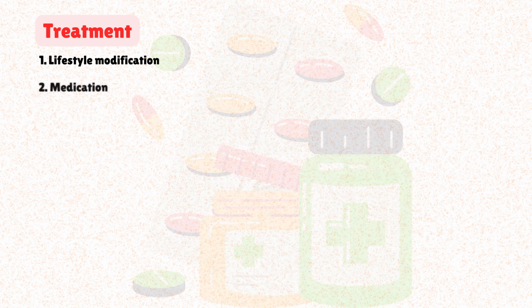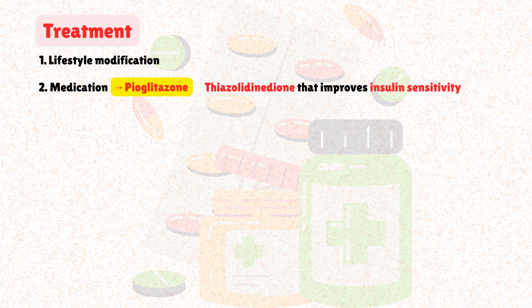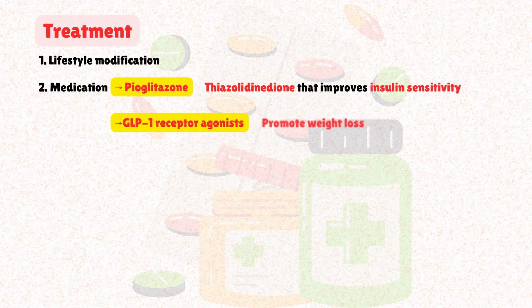As far as pharmacotherapy goes, there are currently no FDA-approved medications specifically for non-alcoholic fatty liver disease, but several are used off-label or are in clinical trials. These include pioglitazone, a thiazolidinedione that improves insulin sensitivity, and GLP-1 receptor agonists, which promote weight loss and have shown positive effects on liver histology. Vitamin E, as an antioxidant, can also improve liver enzymes and histology in non-diabetic NASH patients.